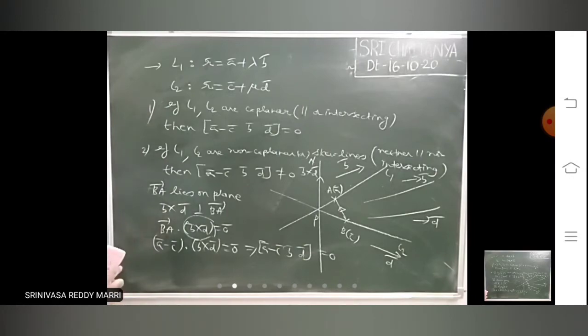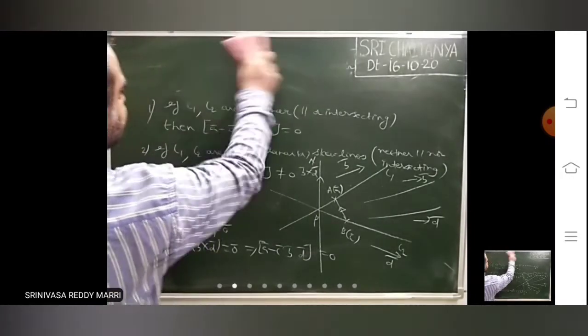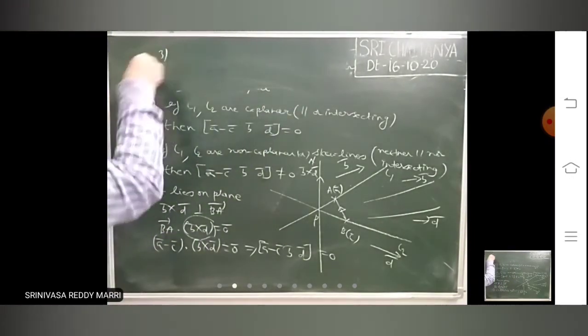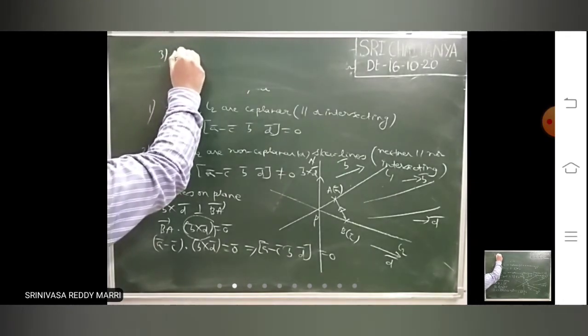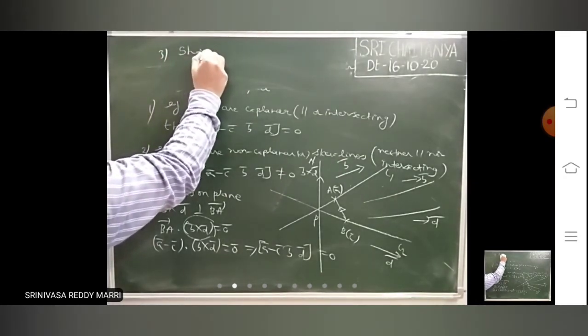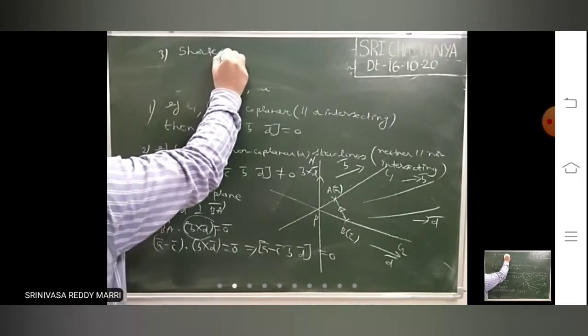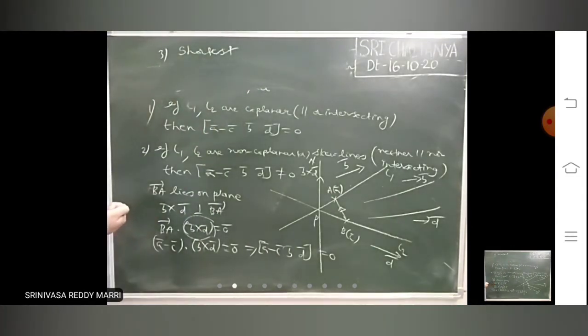Suppose, look at, one more point is there. Third one, very important one: shortest distance. This theorem you remember; in 3D I will tell how you will get it. For the time being, just remember the formula.